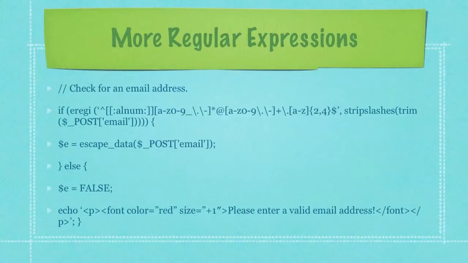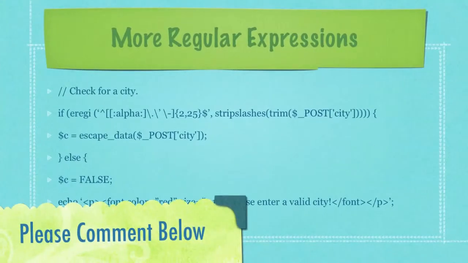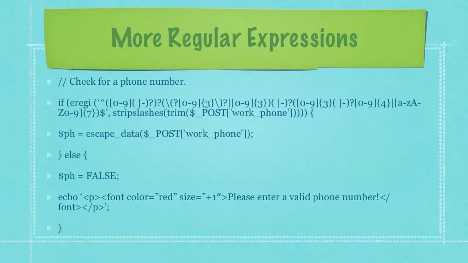Here we're checking for an email address. Here we're checking for street, and you can see here we'll basically accept anything. In my regular expressions tutorial I actually use a lot more advanced regular expressions, but I'm just keeping this real simple. Here we're checking if a valid city has been entered, checking for a valid zip code, checking for a valid phone number, and here you can see an example of a more complicated regular expression. I do explain exactly character for character what this guy does in the regular expressions tutorial.